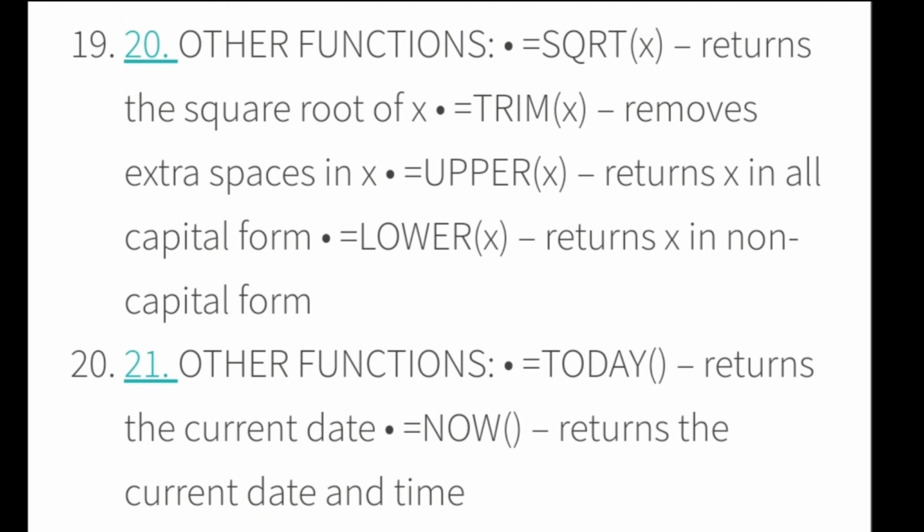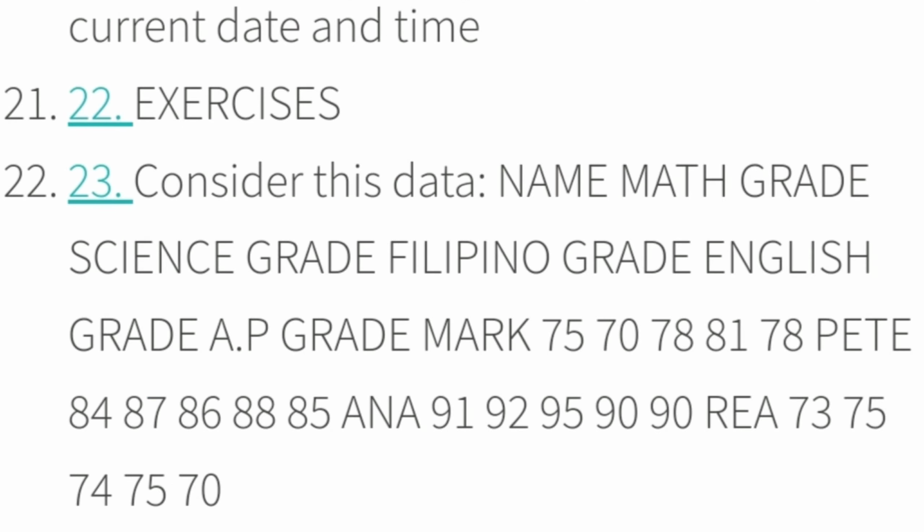Other functions. SQRT(x) returns the square root of x. TRIM(x) removes extra spaces. UPPER(x) returns x in all capital form. LOWER(x) returns x in non-capital form. Other functions. TODAY returns the current date. NOW returns the current date and time.